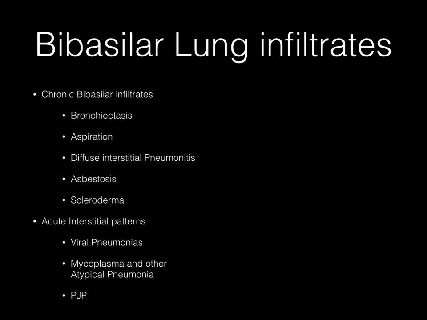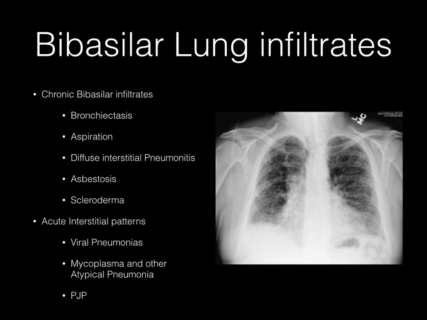Now, when you start talking about lung infiltrates, some of these patients can have what is called bibasal lung infiltrates. These bibasal lung infiltrates could either be an acute interstitial pattern or a chronic bibasilar infiltrate. These lung infiltrates are no different than the ones that we have described earlier, but they are very much in independent lung zones, and depending on the history that has been provided to you, you may be able to differentiate between a chronic versus an acute interstitial pattern.